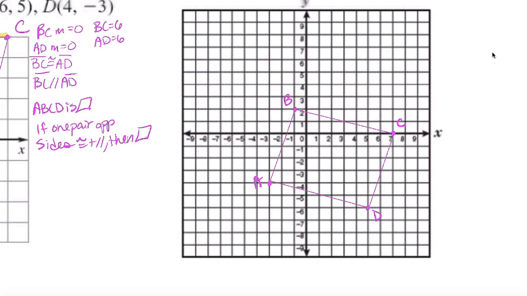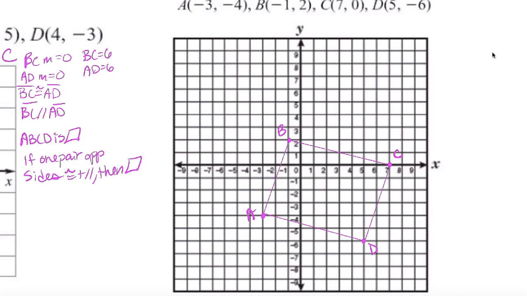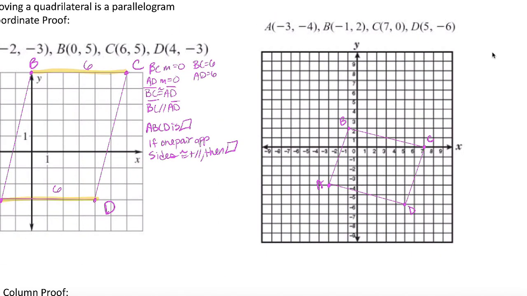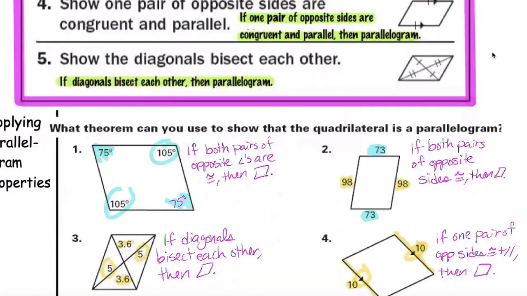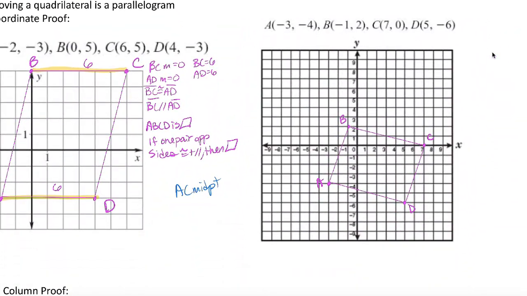So my favorite method, which I feel has the least amount of work, is to check if the diagonals bisect each other. And so if I'm going to check if the diagonals bisect each other, I do need to know which points are making the diagonals. And so that would be AC and BD. So if I look at AC and I look for the midpoint, then I'm doing the midpoint formula with points A and C.